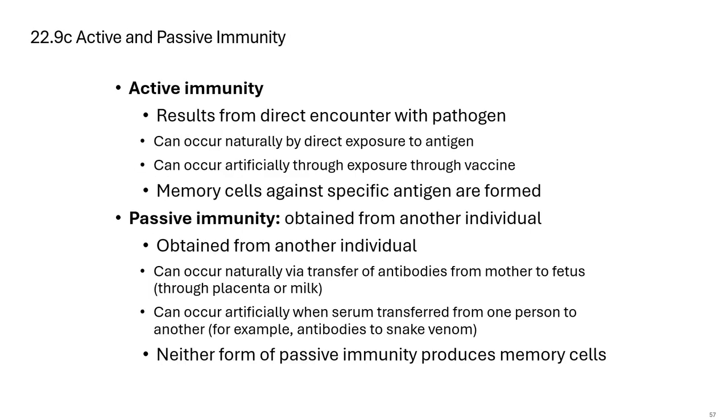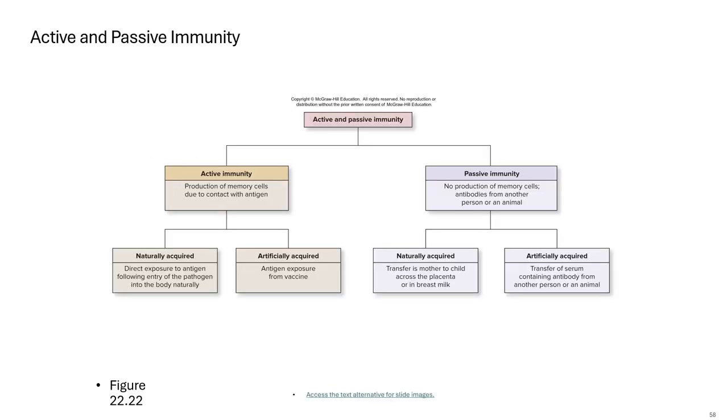So there are various ways that you can obtain immunity through vaccines and otherwise, and these are called active and passive, right? So you can read through this, but I'm going to show you this graphic here because I think it breaks it down a little bit better. Active and passive differ in terms of whether you make your antibodies or you are given your antibodies, right? So active immunity, you make your antibodies. You actively make them, producing memory cells due to contact with an antigen. Passive immunity, no production of memory cells, antibodies from another person or an animal, meaning you are given the antibodies, you don't make the antibodies, right?